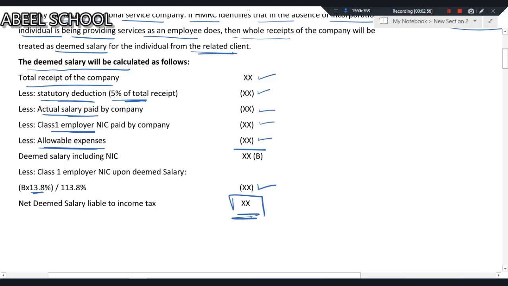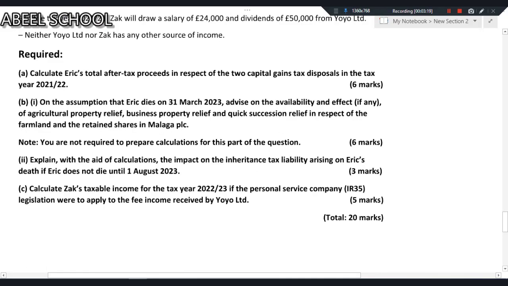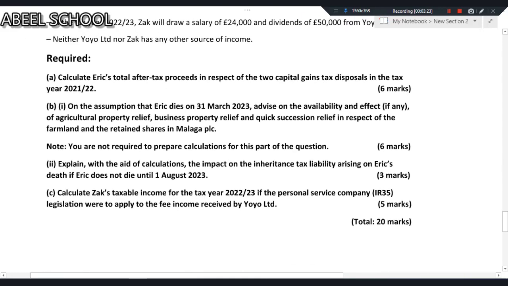Dearest ATX student, you need to remember this format of IR 35, because if you can remember this format, then around 4 to 5 marks can be earned just having the grip on this format. Let us see a question where we can apply IR 35. Calculate Zach's taxable income for the tax year 22-23, if personal service company IR 35 legislation were to apply to the fee income received by Yo-Yo Limited. 5 marks. You just need to calculate taxable income.